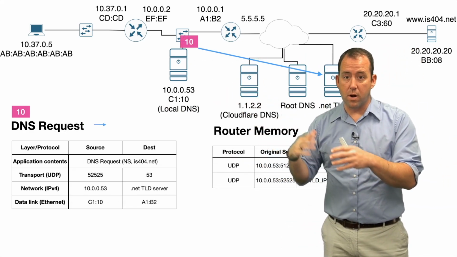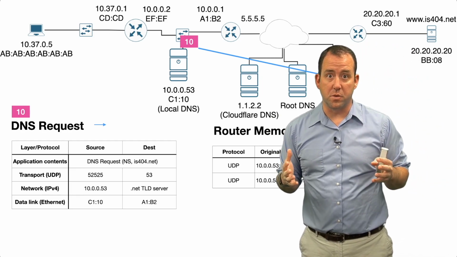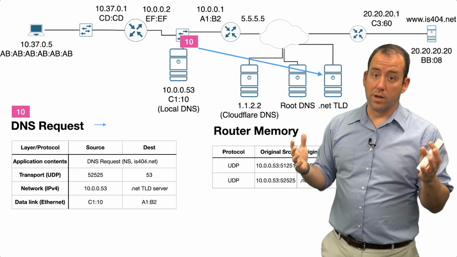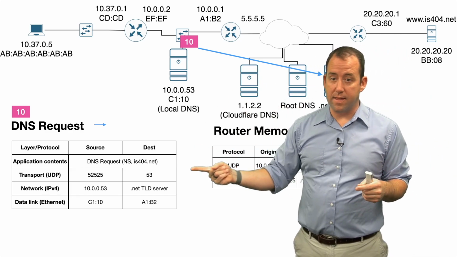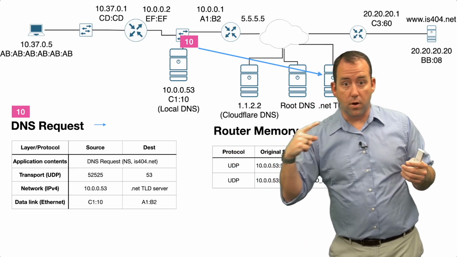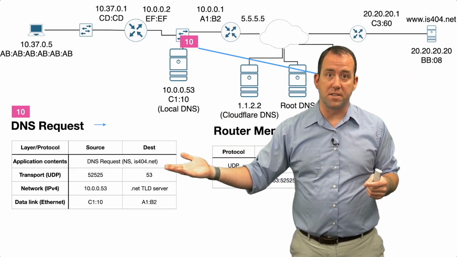Now our computer, or our DNS server here, says, hey, now I need to know from the top-level domain servers, where are the name servers for is404.net? So we're going to send out those requests. And that request is another DNS request going to the name servers, going to the .NET top-level domain, asking for the name servers for is404.net.